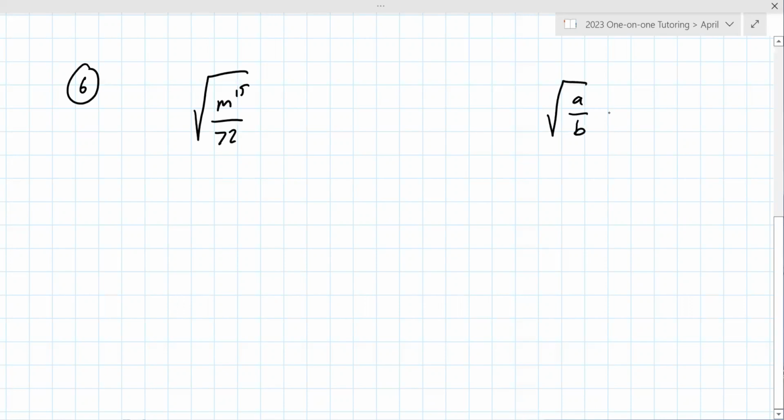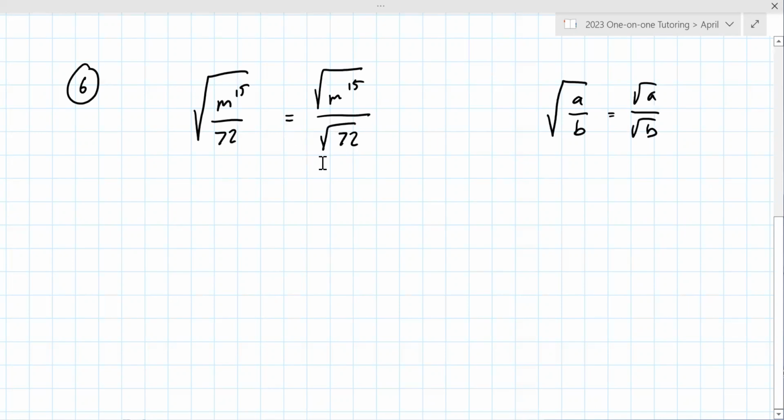Okay, so let me not snip that in here. Let me just write the problem the way it was meant to be written. Square root of m to the 15th over 72. Your squaring is a good strategy if you're solving. You're not solving here, you're simplifying, which is a little bit different. You want to break this apart into the square root of the top and the square root of the bottom, like this. Is that clear?